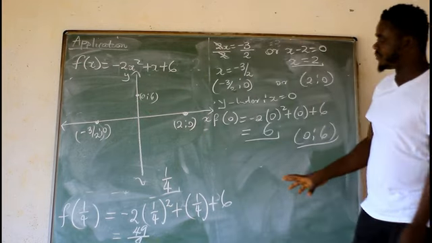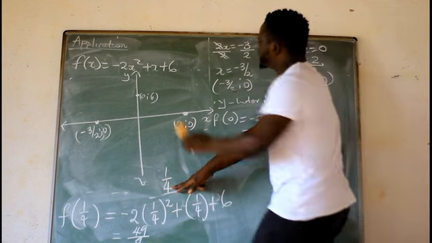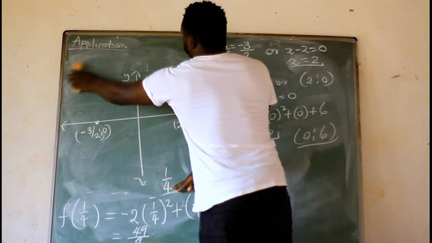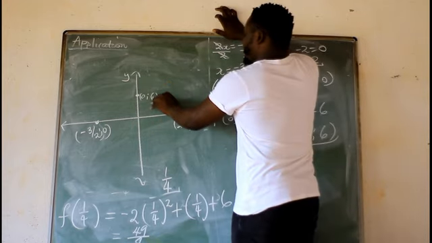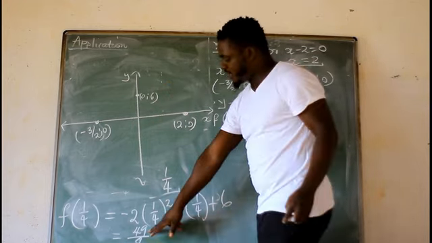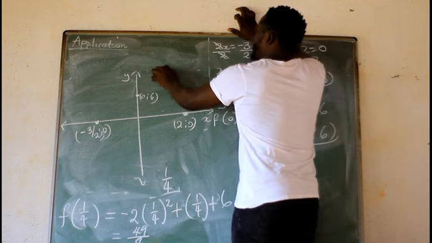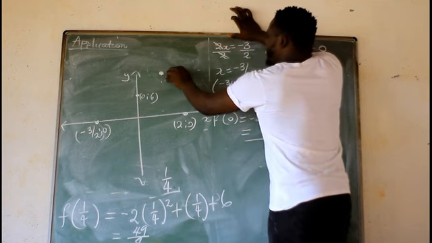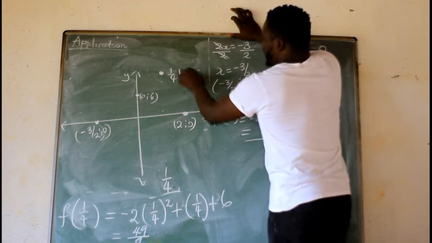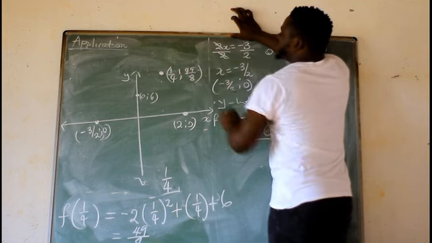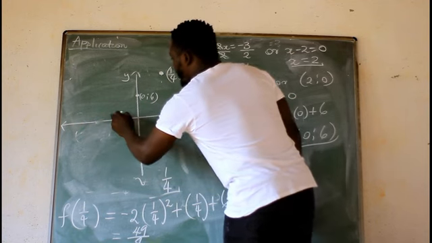Now we're going to check the turning point. The value of x is 1 over 4, let's say somewhere here. And the y value of the turning point is 49 over 8, let's say somewhere here. Then this coordinate is 1 over 4 and 49 over 8. Now, you have something like that.